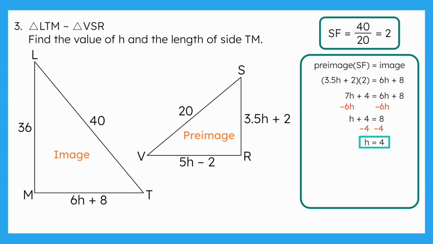Are we done here? Nope. We have to substitute the value of h back into the expression 6h plus 8 to find the length of side TM. 6 times 4 is 24, and 24 plus 8 is 32. Woo! That was a lot of steps, but we used all sorts of skills we already had in our back pockets to figure it out.